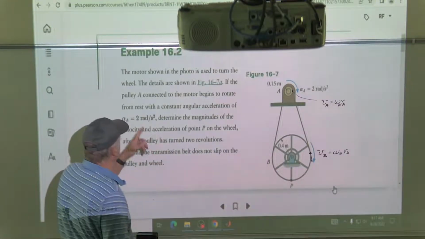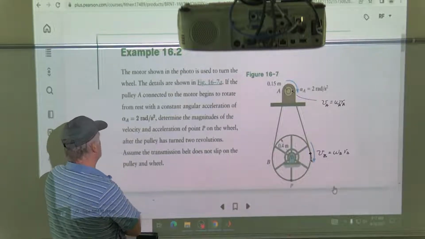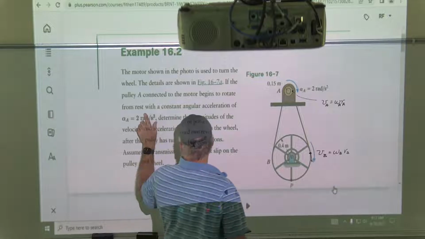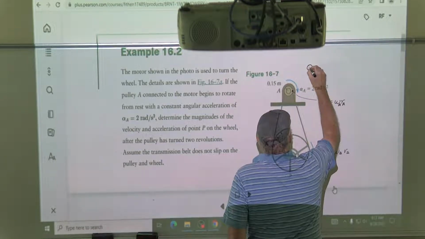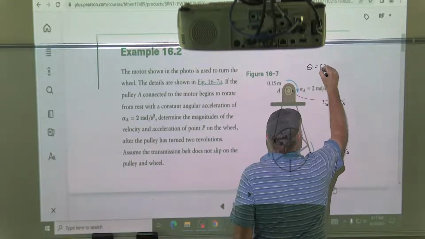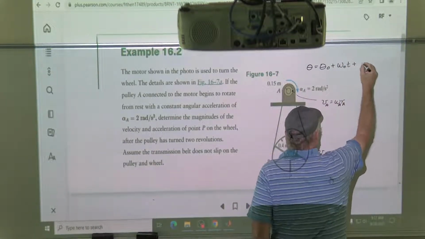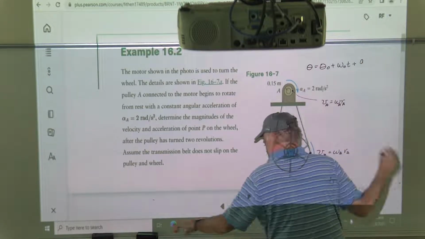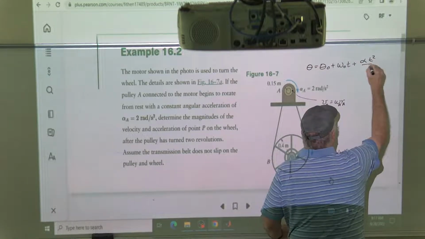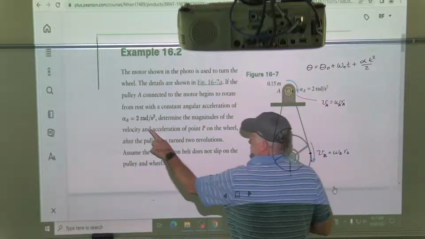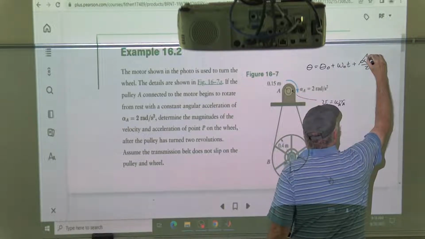So let's read the problem. The motor connected to it begins to rotate from rest at a constant angular acceleration. So first of all, if it starts from rest, I'm going to write this equation first. I'm not sure that I'm going to need it. That should be theta equals alpha t squared over 2. So it starts from rest, but this is going to be for A, so that's going to be 2. So I'll just swipe that out.